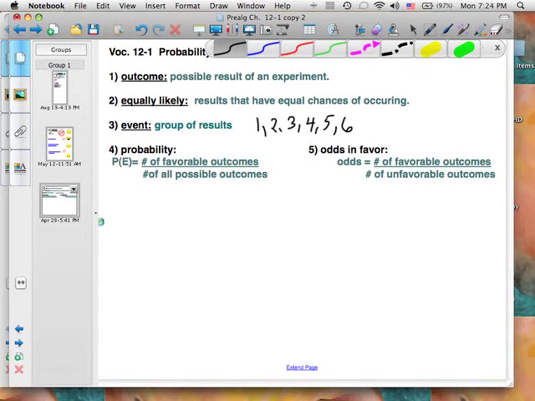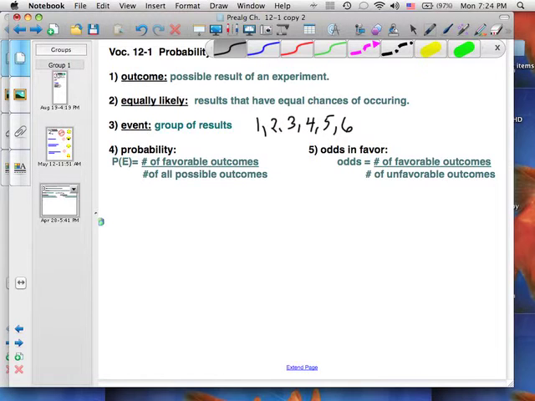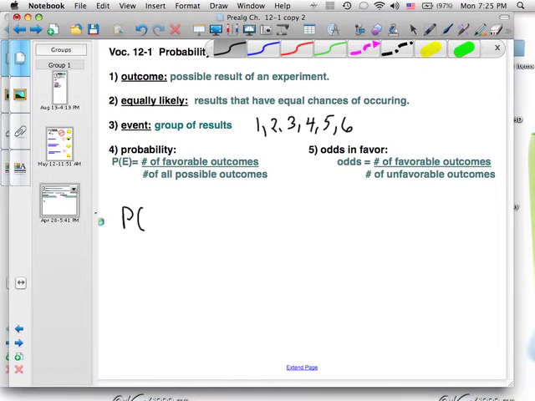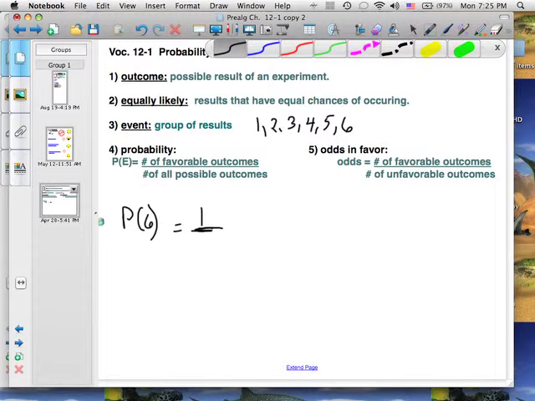So probability of an event, usually E, is the number of favorable outcomes over all possible outcomes. So if I want the probability of rolling a 6 on a die, there's only one 6 on a die, and the number of all possible outcomes, there are 6 possibilities, so it'd be 1/6.